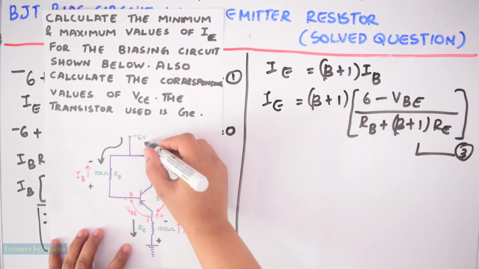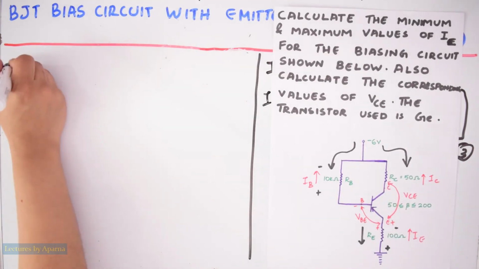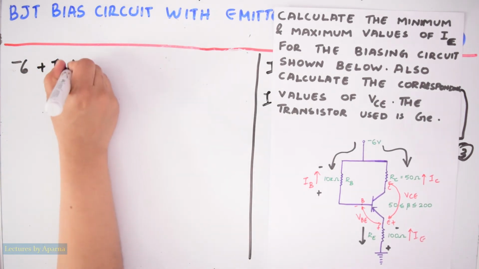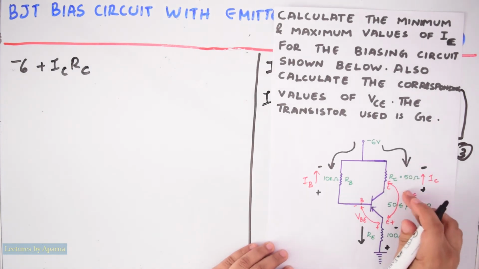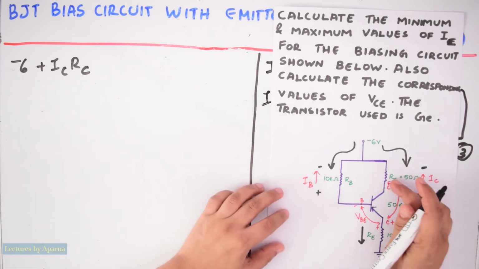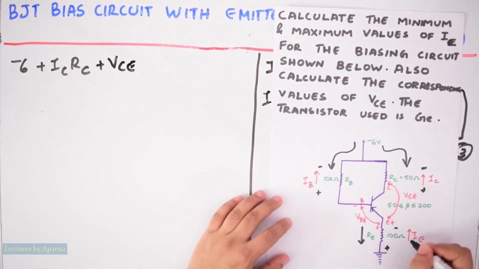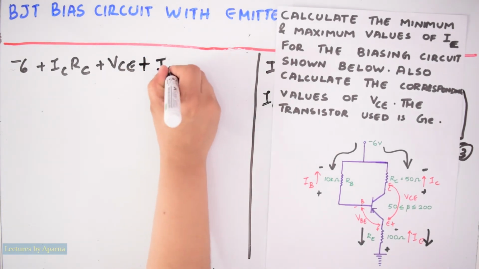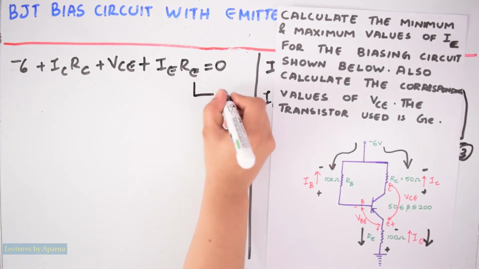Applying KVL and writing the loop equation here, we can write it as: minus 6 plus ICRC, because current is flowing from a higher potential to lower potential. So when we go in this side, it is an increase in potential. Here again an increase in potential, so plus VCE. When we reach here, current is flowing from a higher potential to lower potential, so when we go in this direction, it is an increase in potential. So plus IERE is equal to 0. Let this be equation 4.